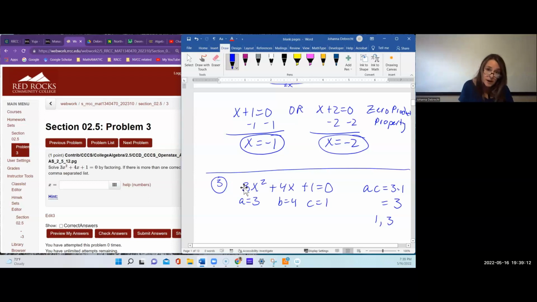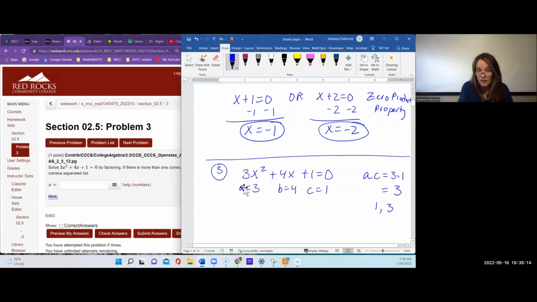I could stop right here and go ahead and try the trial and error method. Trying the AC method told me there's only one possibility. So that tells me that I can use a combination of the two methods to solve it. 3x squared will have to split as 3x and x. The constant term is a 1.